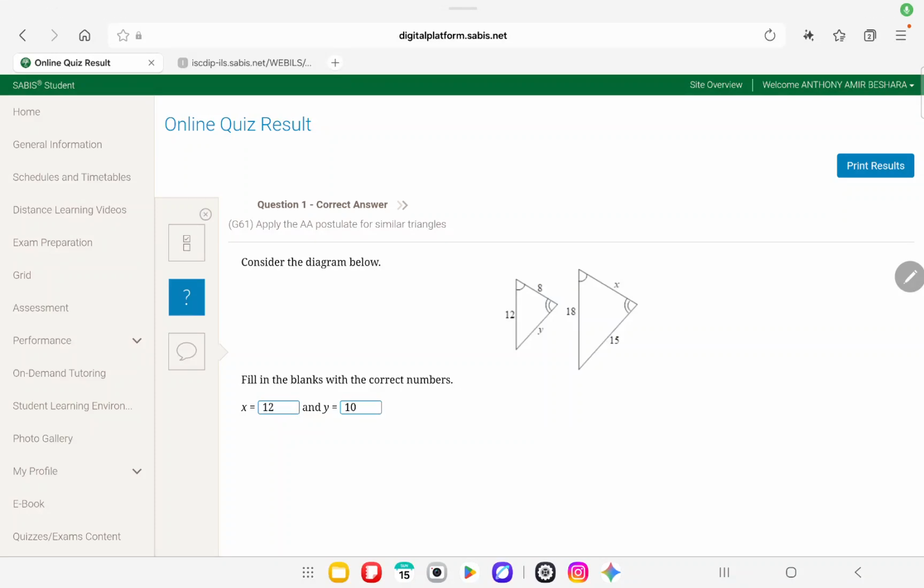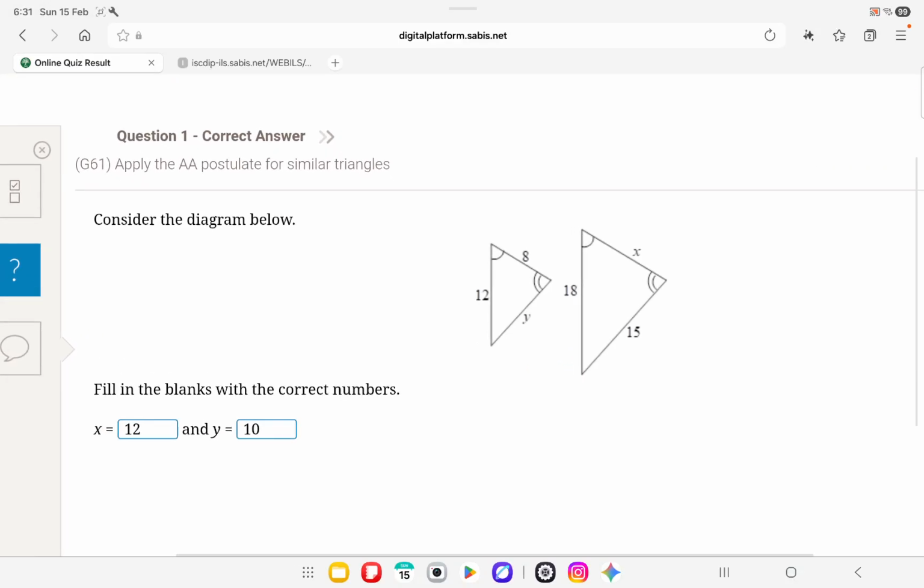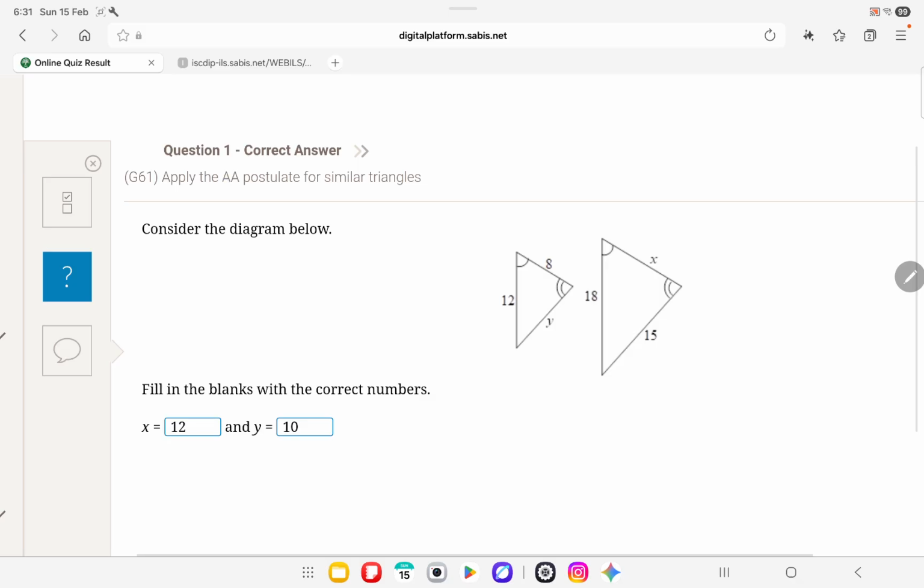Hi guys, so we're doing the math quiz week 7. So this question, we're looking for x and y, and we're using the AA postulate.